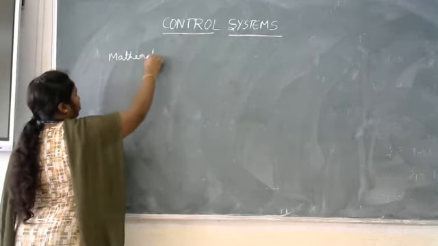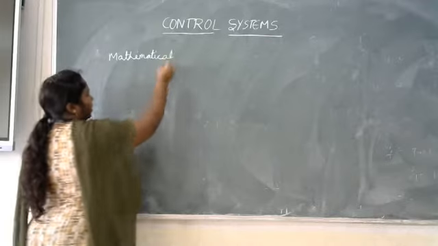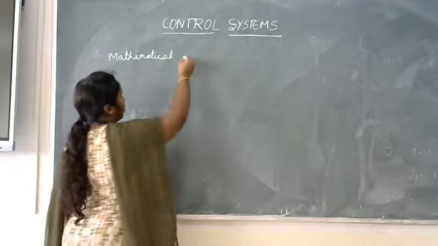So, we will discuss the mathematical modeling of a control system. To discuss this, we have to know how many types of control systems there are to determine the mathematical model.